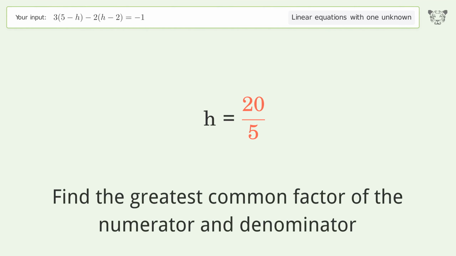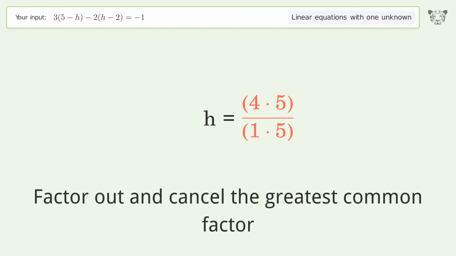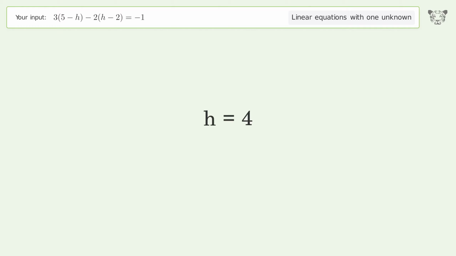Find the greatest common factor of the numerator and denominator. Factor out and cancel the greatest common factor. And so the final result is h equals 4.